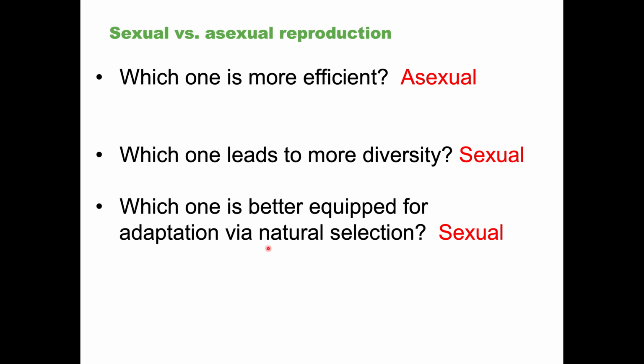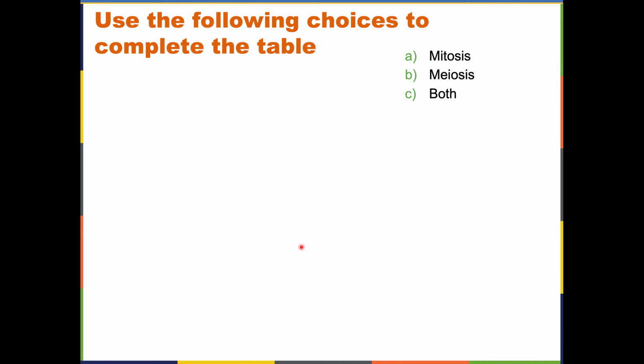Which one is better equipped for adaptation via natural selection? When we talked about natural selection, we learned that the more variation there is in a population, the better opportunity for adaptation by natural selection. So sexual reproduction produces a better condition for adapting by natural selection because there's just more variation in there. Okay, so we're going to use A, B, and C to answer these questions.